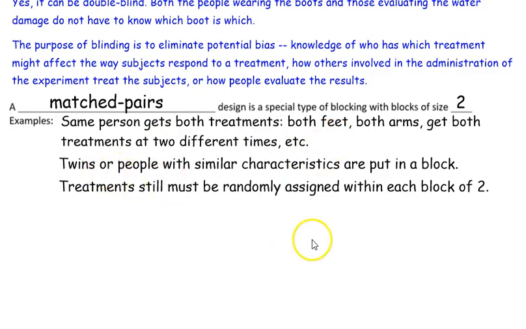Twins or people with similar characteristics are sometimes put in a block with each other. So it's not just the 2 arms of one person, but it could be 2 identical twins, or 2 people that are both the same age and the same gender, for example, could be in a block together. Treatments still must be randomly assigned within each block of 2. Otherwise, you risk having a confounding variable.